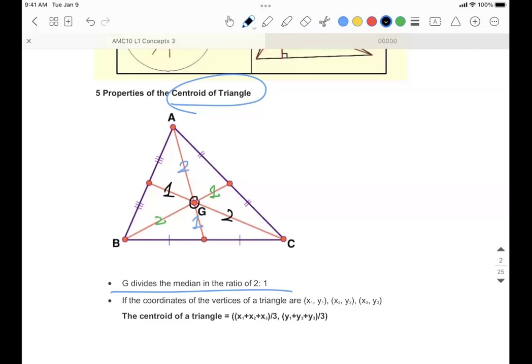Second, this is what we call the mass center. It means the gravity of this triangle is actually at the center. That being said, if you use your finger to poke that point, you can make this triangle balance on your finger. So that's the mass center, the gravity focus on the center.